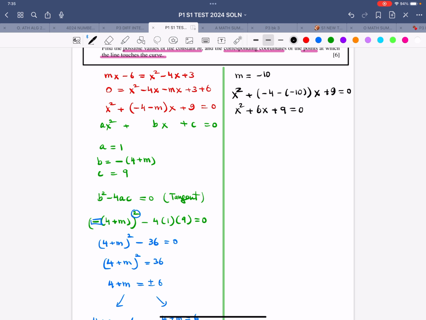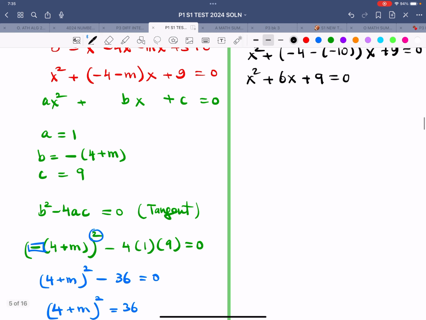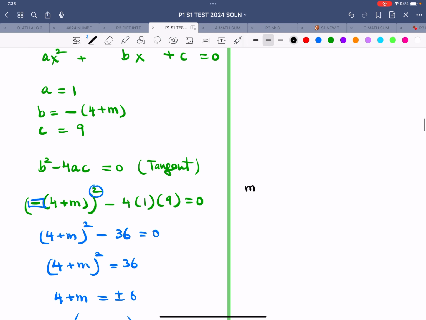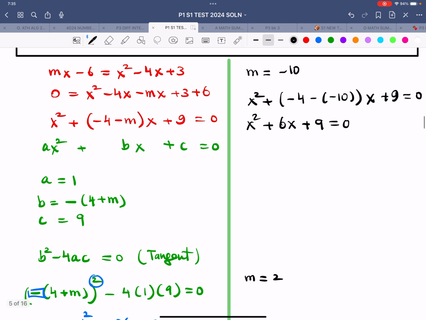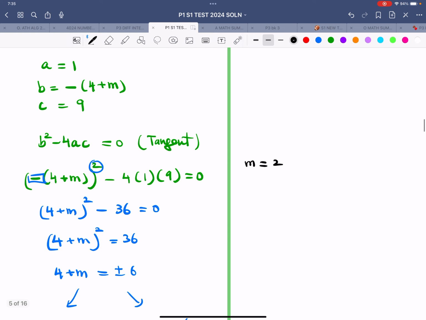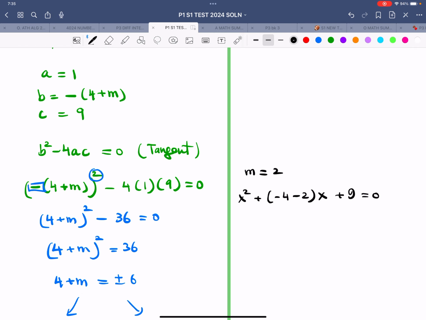Let me write it properly over here. And if I choose the other value, m is equal to the other one, that is positive 2. So the equation is x² − (4 − m)x + 9 = 0, that is x² − (4 − 2)... the coefficient of x, plus 9 equals 0. So therefore, this is x² − 6x + 9 = 0.